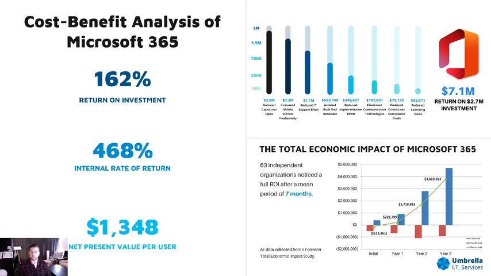So looking at the return on investment side of things, you can see again 162% return. Looking at the internal rate of return, we've got a 468% markup there, and the net present value per user is $1,348. So essentially, over the course of a year, every company that instituted this saw an average return of $1,348 per staff member. So you're paying as little as $5 a month for each account of these people. That's $60 a year, and you're seeing a return of $1,348 on average. That, again, is one of the best investments that you can make here.